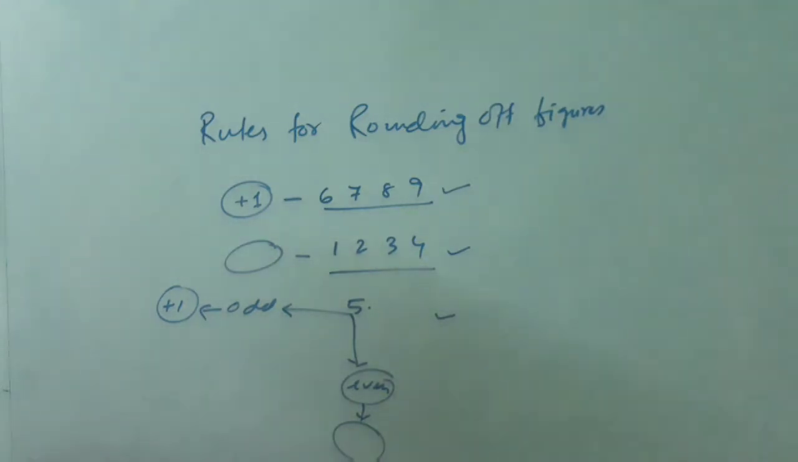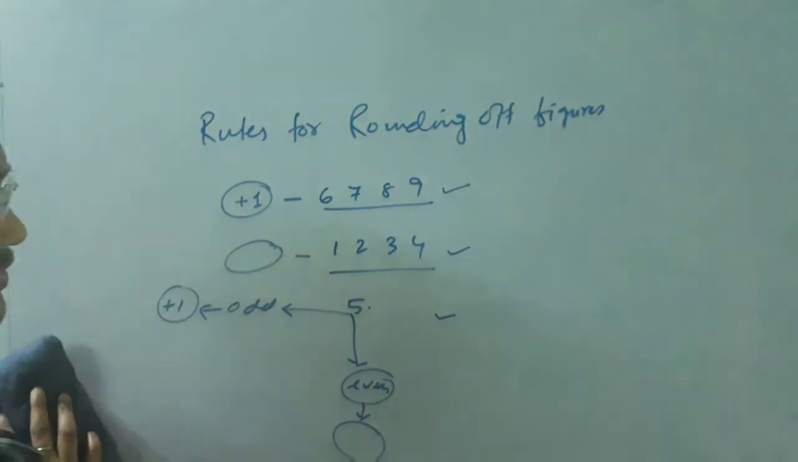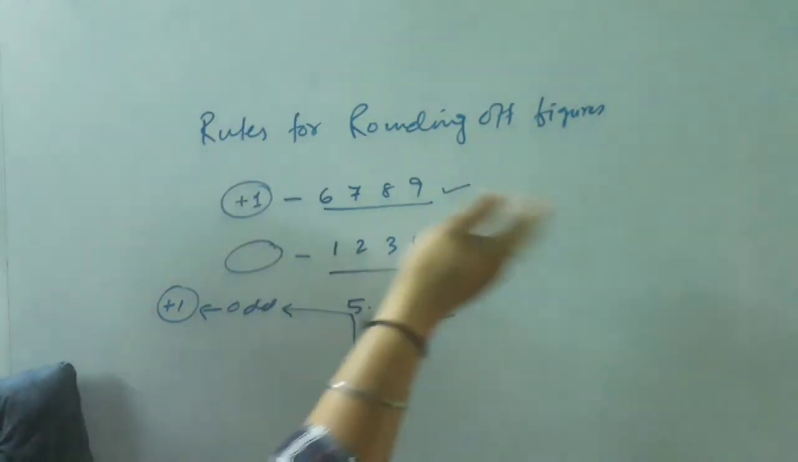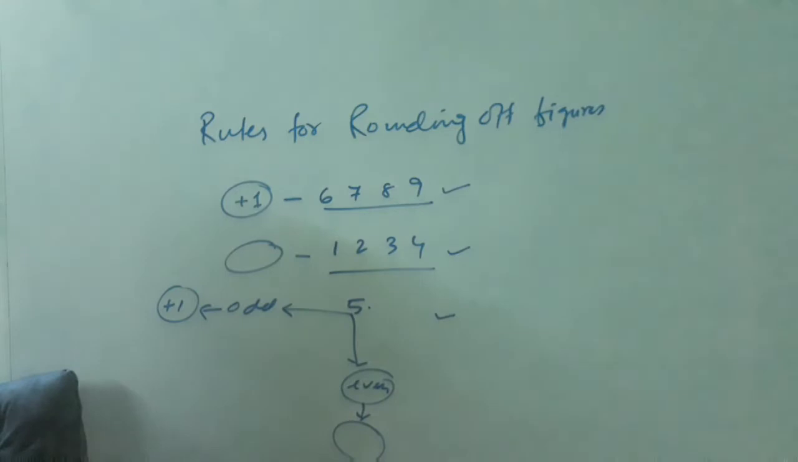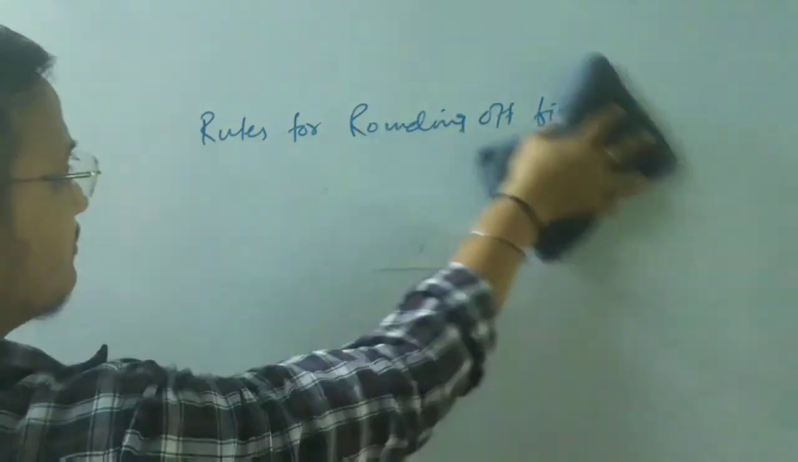Okay, if you have understood this rule, then let's go through some examples. You just have to remember this. Greater than 5, add 1. Less than 5, remains the same. If it is 5, odd, plus 1; even, left. It is like that. Clear? So I will go through very simple examples here.